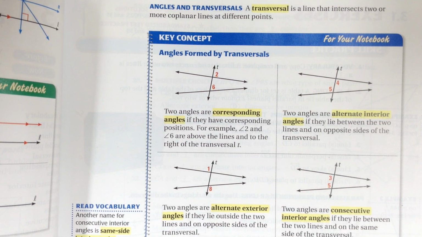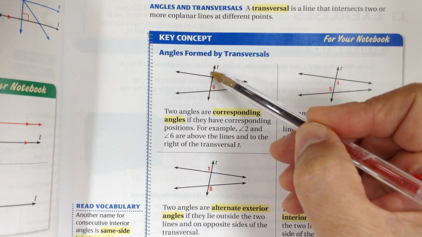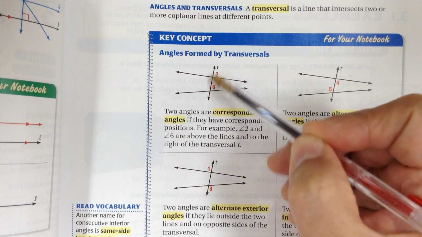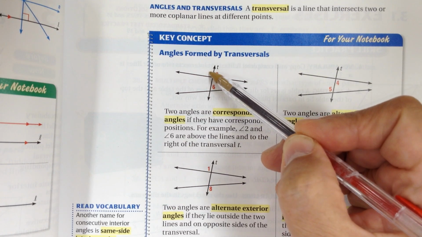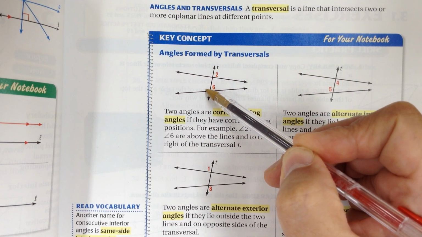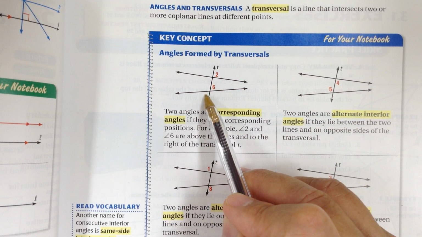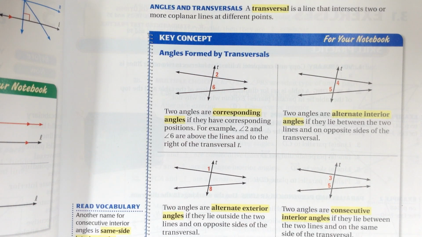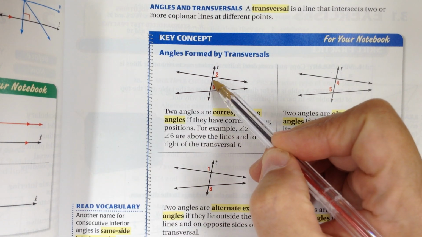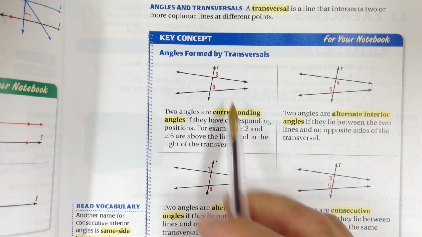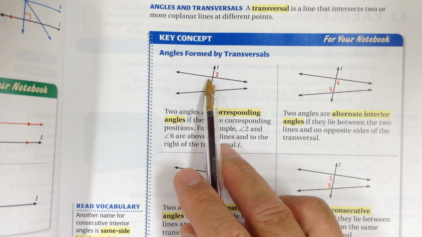Another corresponding pair would be this angle and this angle. It's not named, but it would also be corresponding because this is the upper left-hand corner and this is the upper left-hand corner. Also this angle right over here and this angle would be corresponding angles. So there are 4 pairs of corresponding angles, because there are 4 positions: the upper right-hand corner, upper left-hand corner, lower right-hand corner, and lower left-hand corner.